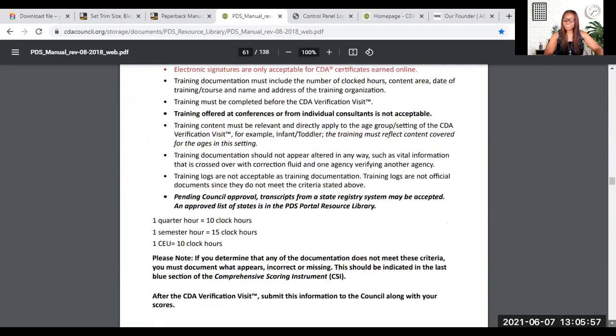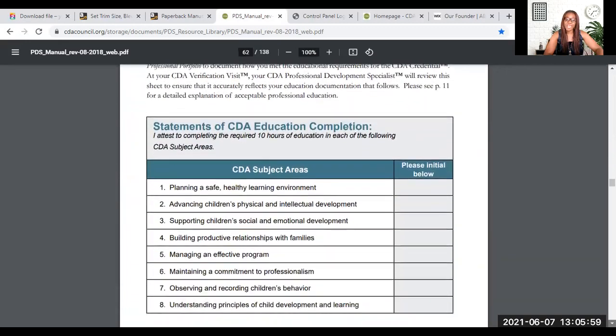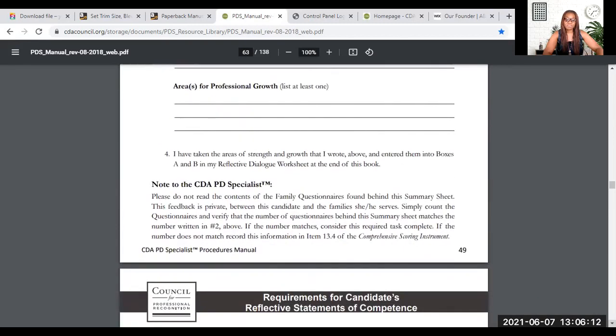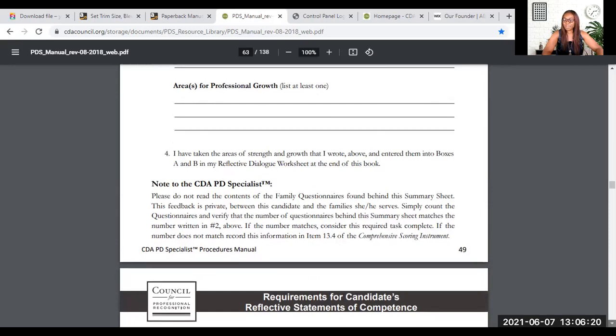And don't worry, that's not something that we actually read. That's for your privacy. Here's the form. That's actually for your privacy, so you can see what your families feel about you and how you're serving the children to their best abilities, and the program as a whole. We just are there to count them. So like I said, make sure that you at least get more than half.